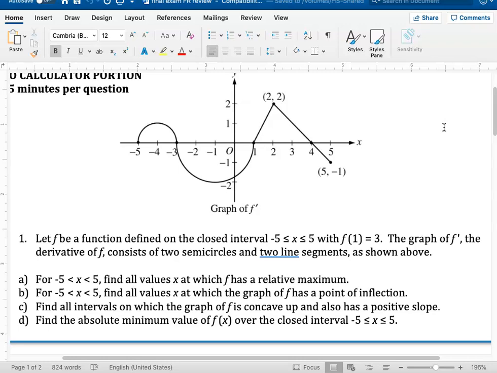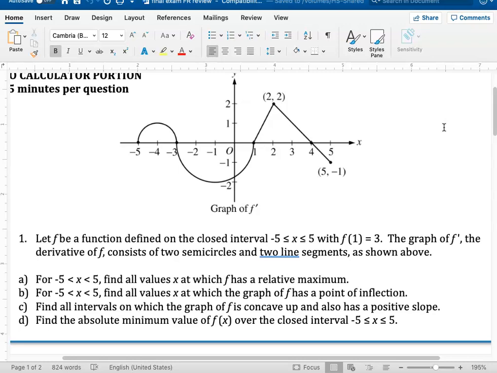Okay, so find all values of the point of inflection, where f double prime changes sign, where f changes concavity. So how do we know when f double prime changes sign? Well, f double prime is the slope of f prime. So f double prime is positive when f prime is increasing and negative when f prime is decreasing. So whenever f prime changes from increasing to decreasing or decreasing to increasing, that means f double prime is changing sign, and therefore f has a point of inflection. So you have to get your head wrapped around all that.